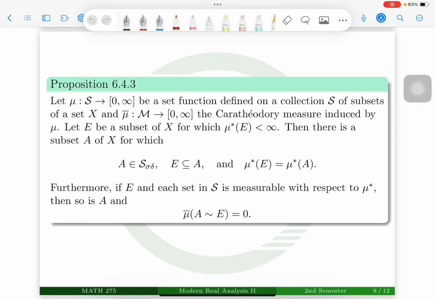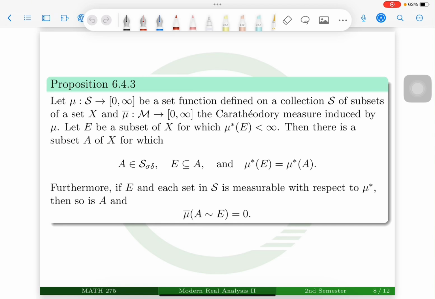So, and lastly, we have proposition 6.4.3. Let mu be a set function defined on the collection S. And then we have mu bar, the Carathéodory measure induced by mu. Let E be a subset of X for which the outer measure of E is finite.